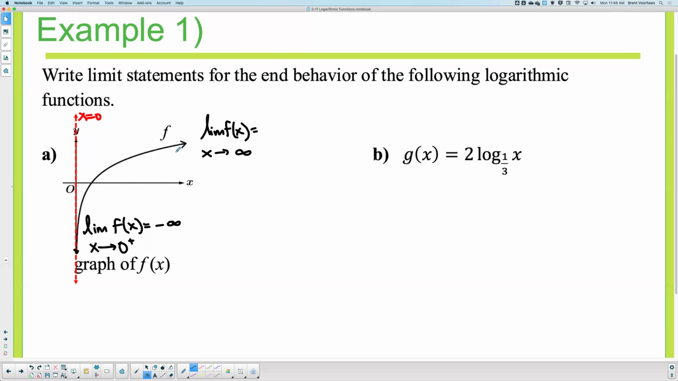Wait for more people. What y value is it approaching? Positive infinity. It's rising. There's no other bounds on a logarithmic graph. Okay? So now let's look at part B.